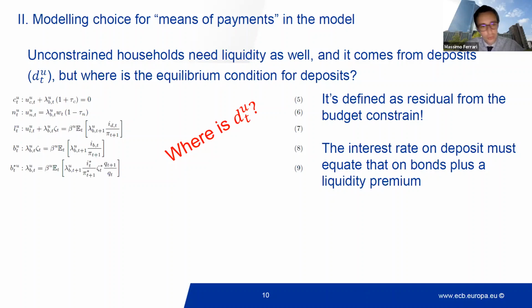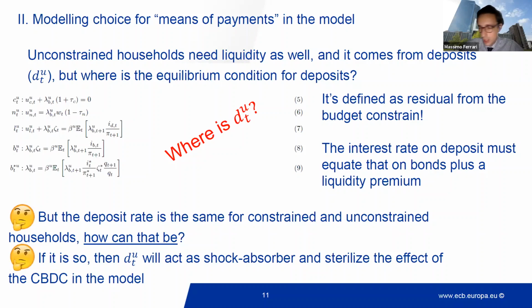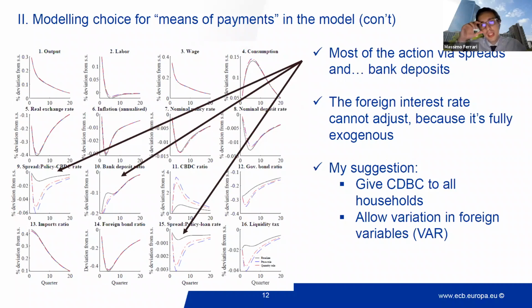And I'm also wondering why the deposit rate is the same across the two households. Because essentially the two households face completely different frictions, and when they buy a deposit they extract different utilities. And this somehow should also be mirrored in the deposit rate. And this is my open question: if it would be possible to shed a bit of light on how the DU is determined.